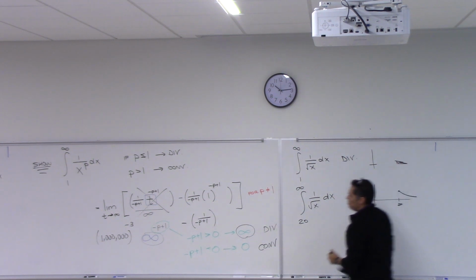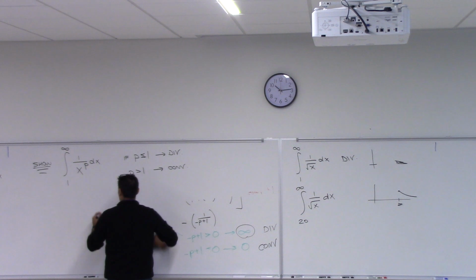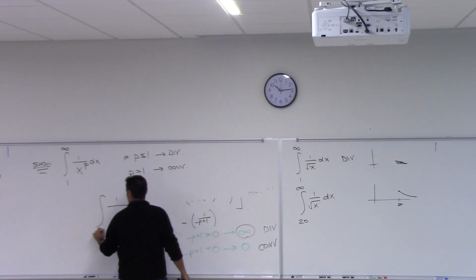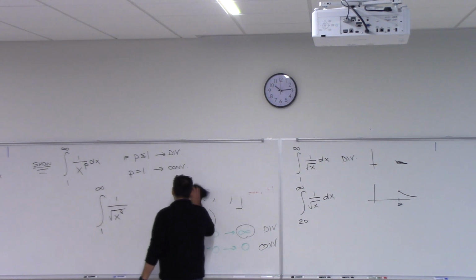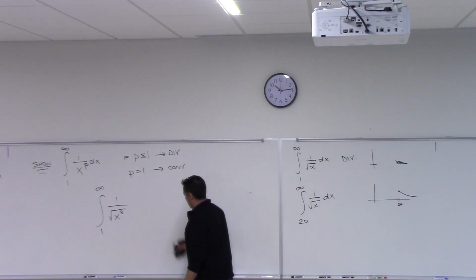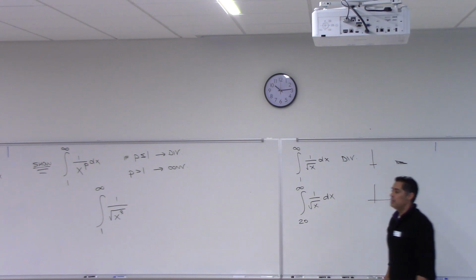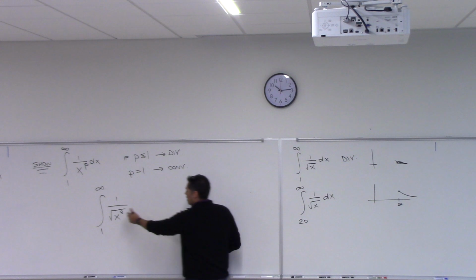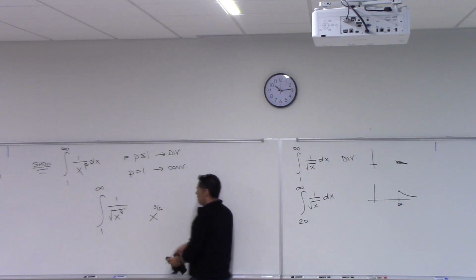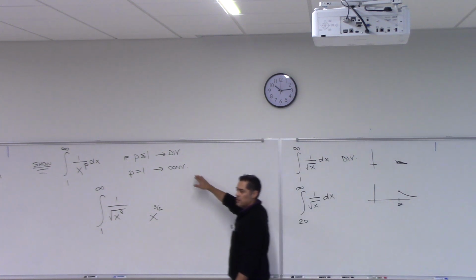All right, what if I change the problem? How are we doing on time? Okay. How about I do this? Let's go 1 to infinity. How about square root of x cubed? Does it converge or diverge? What's p? 3 over 2, right? If you rewrote this, this is the same as x to the 3/2 power. 3 over 2 is 1.5. 1.5 is bigger than 1. This should be a convergent integral.